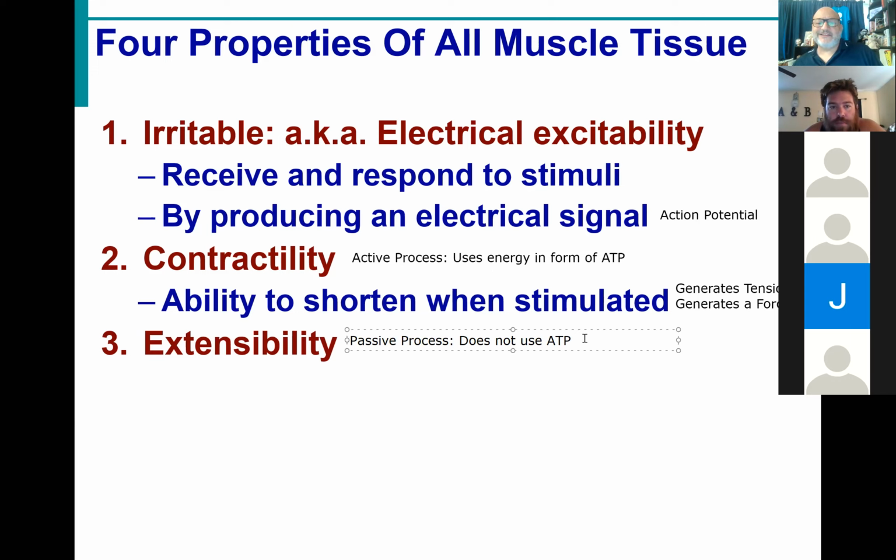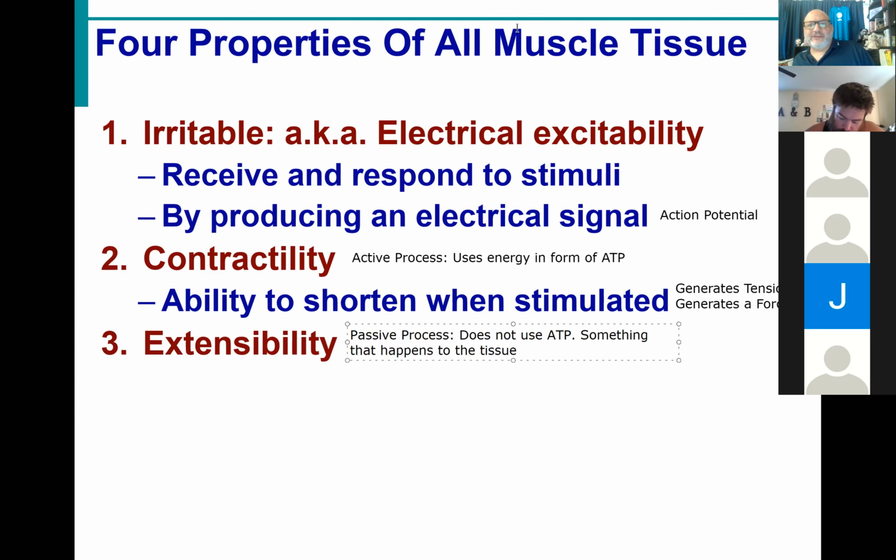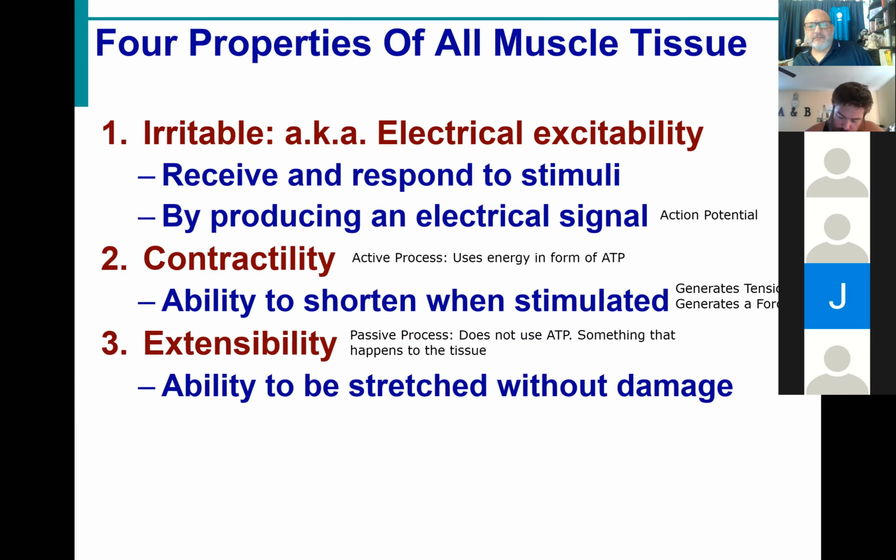Excellent. All right. It does not use ATP for this process. It's basically something that happens to the tissue. This extensibility is the ability to be stretched without damage. Again, there are limits to how far it can be stretched. But again, ability to be stretched. It doesn't stretch itself out.